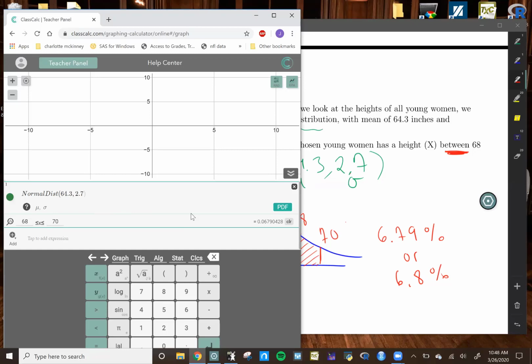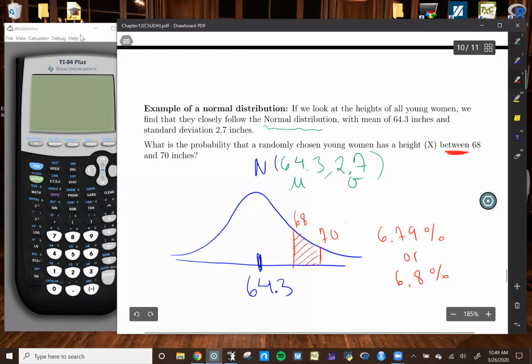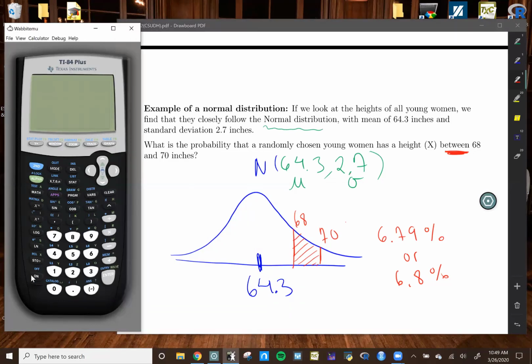Okay, so if you do have a TI-83 or 84, I'll show you how to do that on the TI-83 or 84. So if you do have one, take it out. For the TI-83 or 84, you want to hit the second button. So you hit second, and then you go right here where it says distribution. Everybody good so far with that first step? Yes. All right.